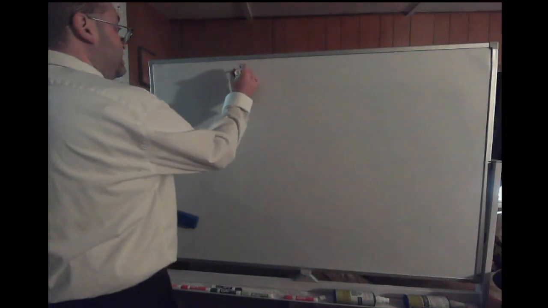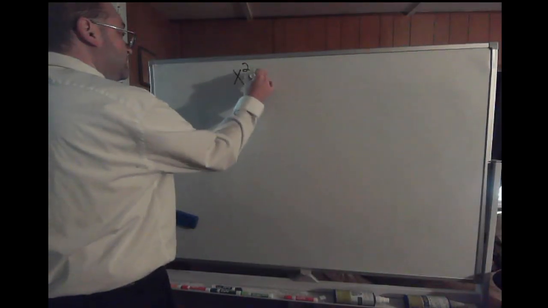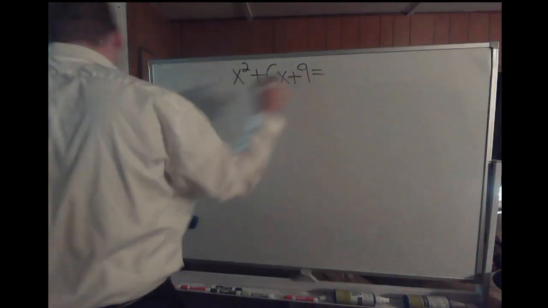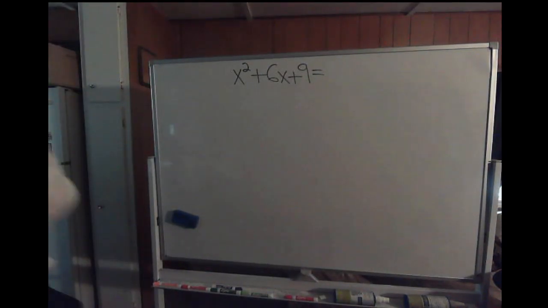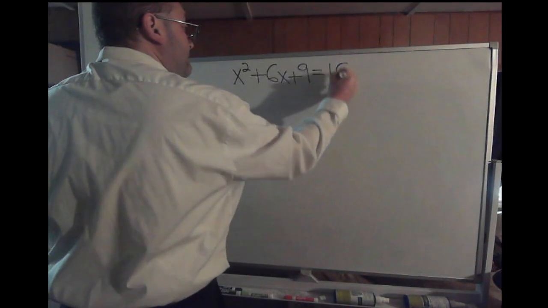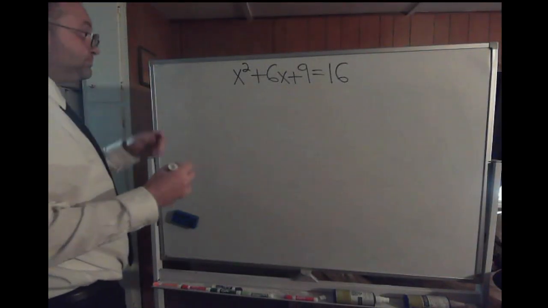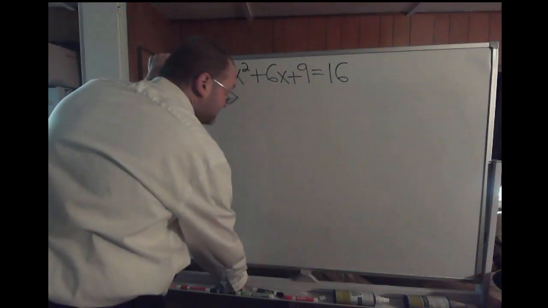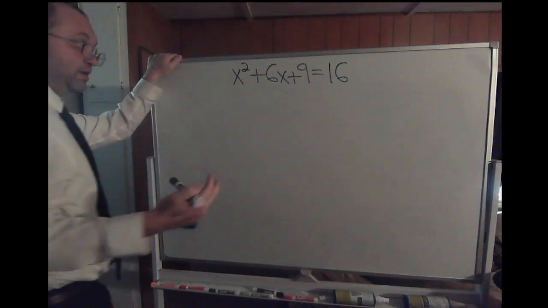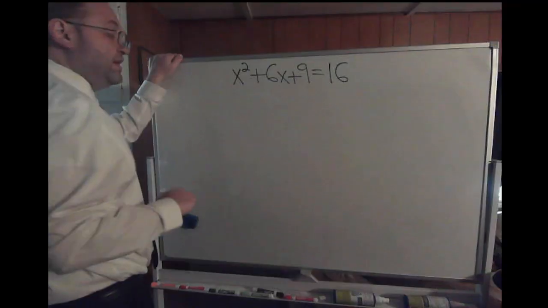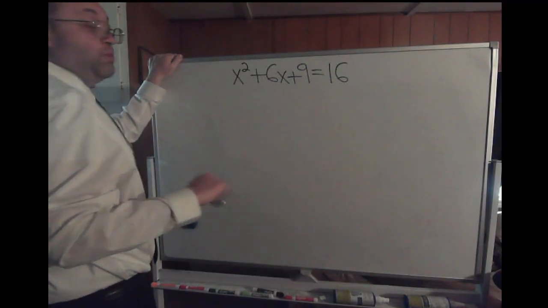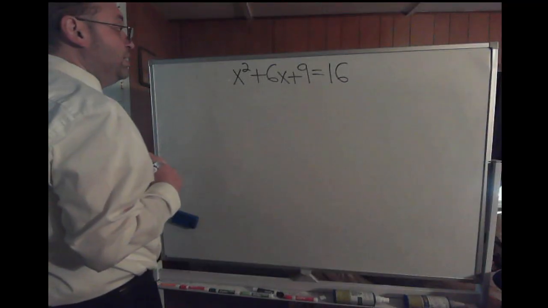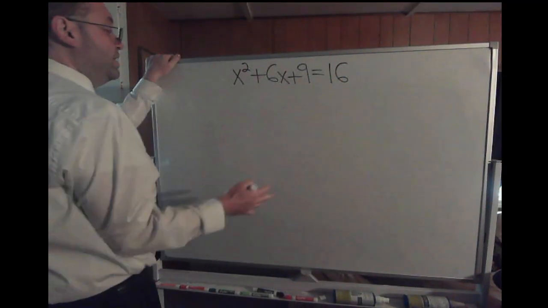All right, let's see. We have x squared plus 6x plus 9 is equal to 16. Well, the old way would be to subtract 16 from both sides, get the right side equal to 0, and we would have a factorable form. But we're not factoring today. No factoring allowed today. Well, at least not for the whole equation.